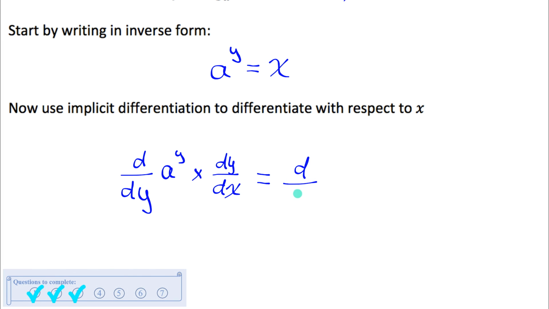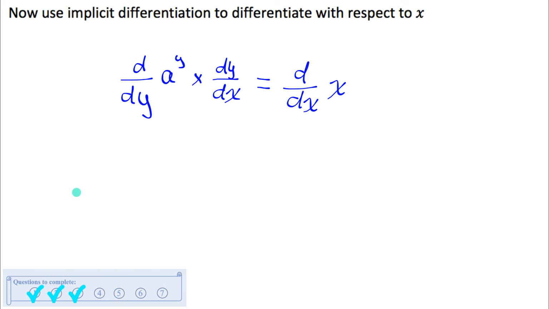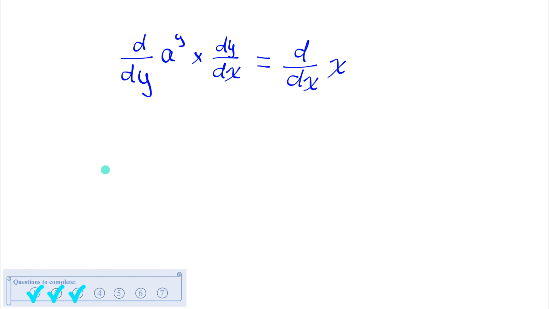I could differentiate it with respect to x right away. So I'll find the derivative of x with respect to x. Okay, now I'll do all of my differentiations. I need to find the derivative of a to the y with respect to y. And hopefully you remember your derivative rules for exponential functions.